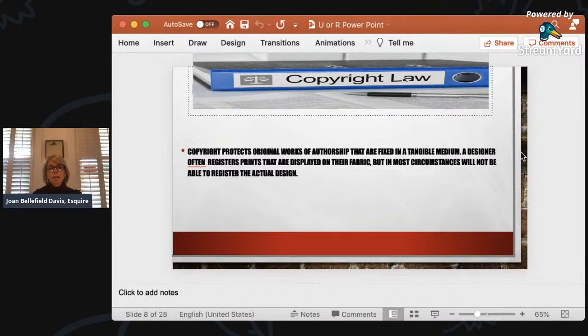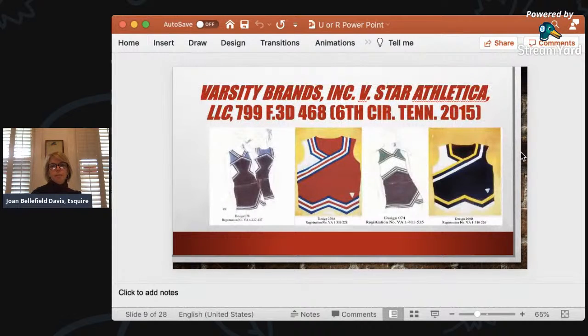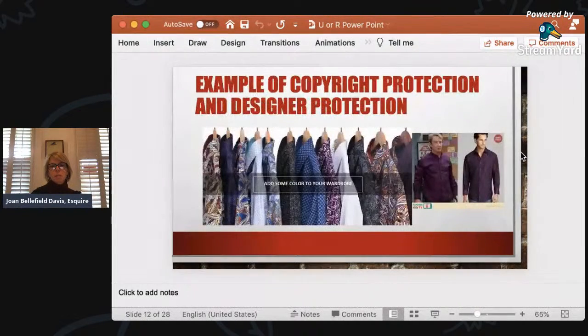The one area that is protected under copyright law for designers is prints on fabrics. So if you have a designer who's creating a print on fabric, and we're going to get to that case in a minute. Okay, I've just fast forwarded here. So if you have, as you can see in the men's shirts that are on the slide, colorful prints that are like works of art, they are given copyright protection.